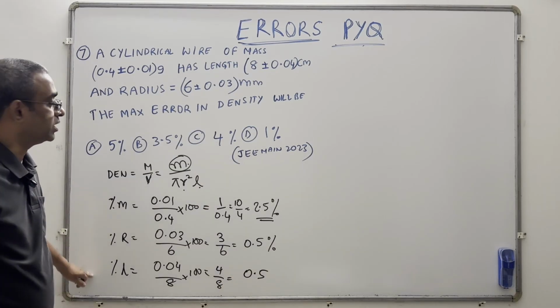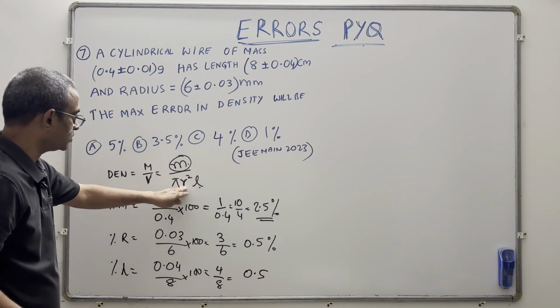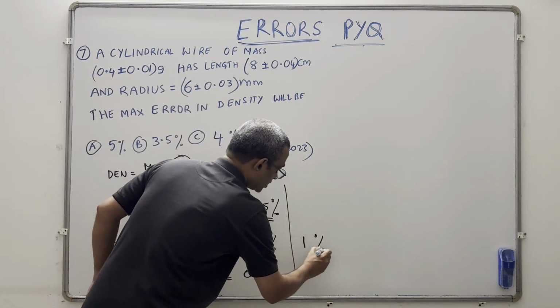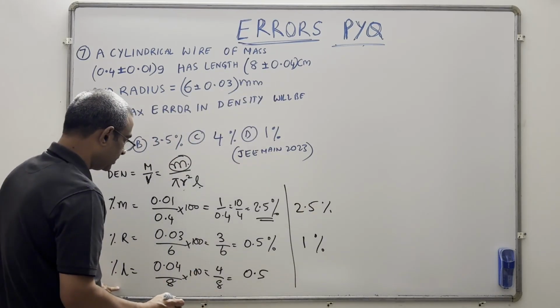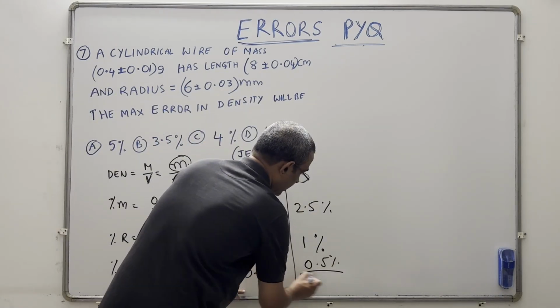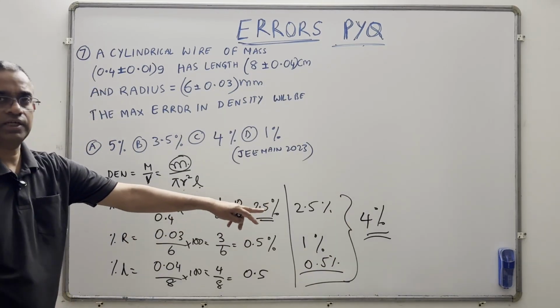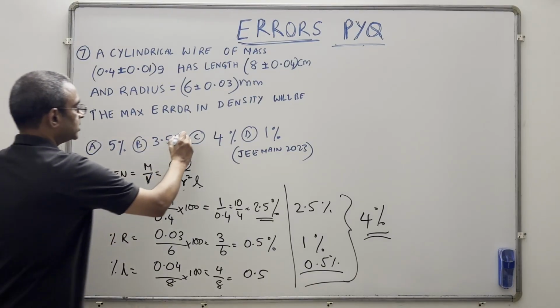So these are the individual errors. But here we have r square. This total error becomes 2 into r. So we have 1% in r square. Mass is 2.5% and length is 0.5. So if we add all of these, what do we get? We get 4. So 4% is the error in calculation of density. So this is the answer.